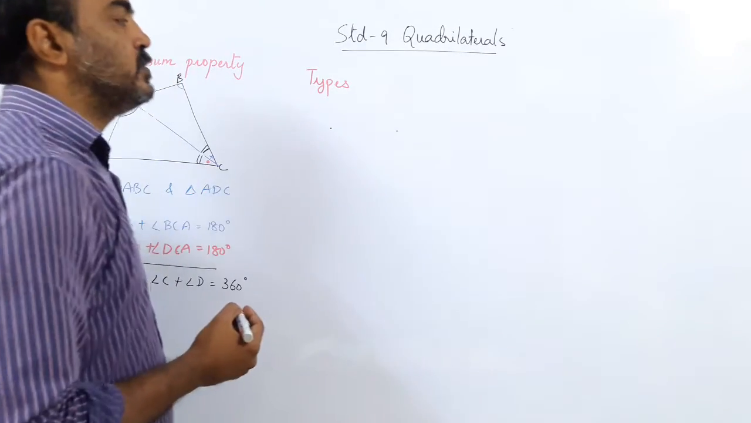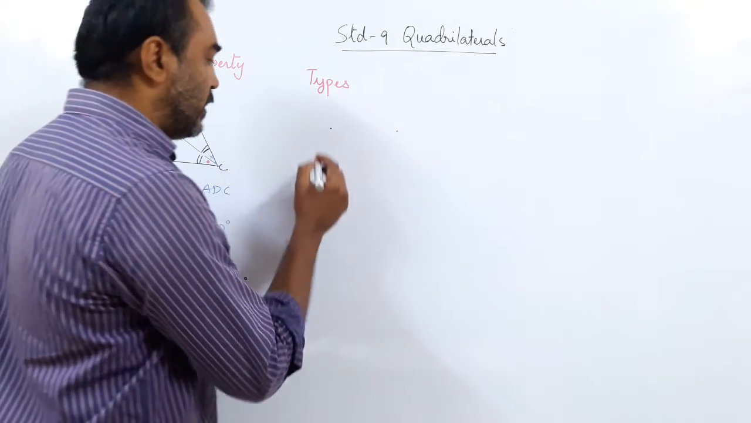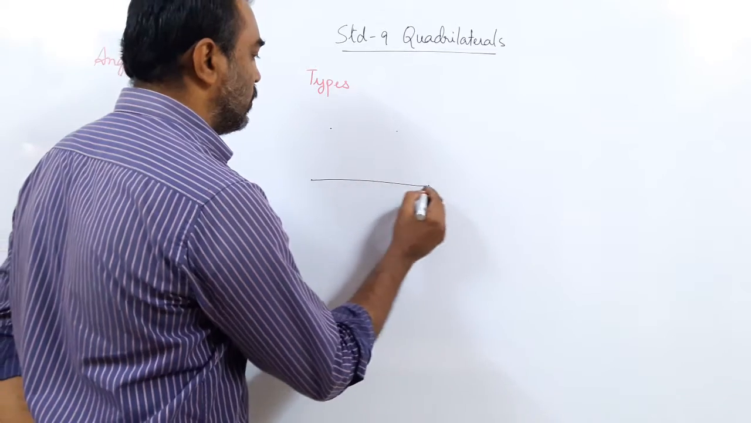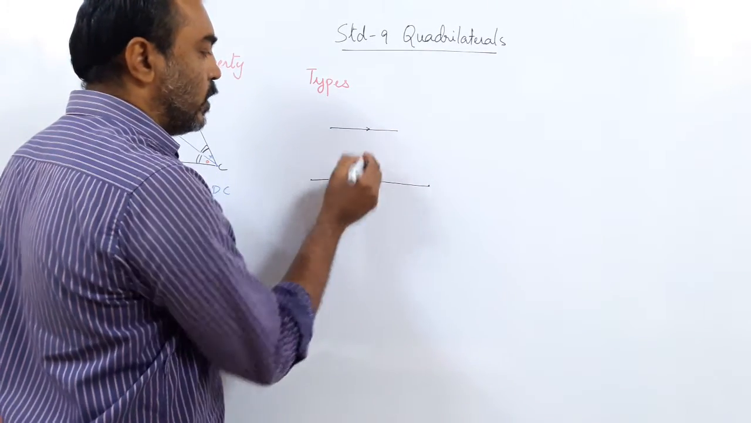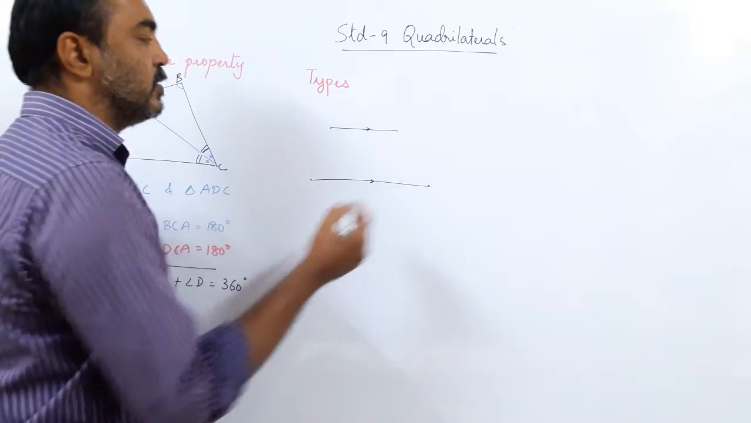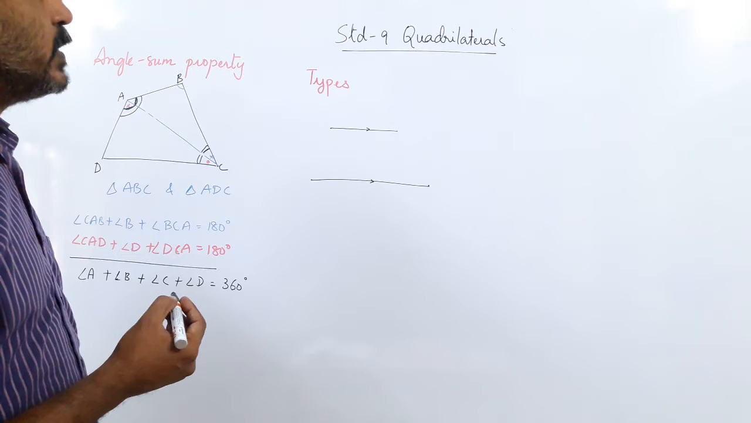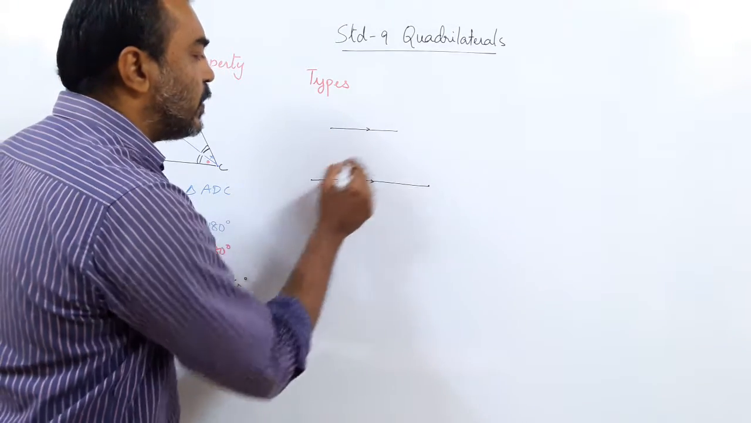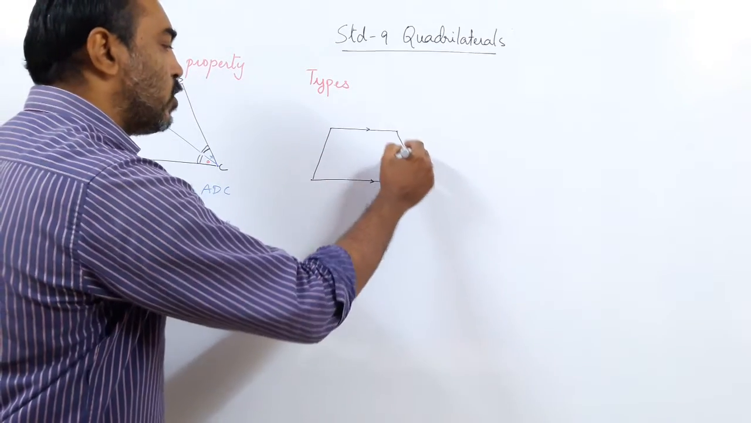What kind of 4 points? 4 points in which no 3 points are collinear. So look at this type. Now what you can see here, in this quadrilateral, one pair of opposite sides is parallel. Can you see this quadrilateral? What is special about this quadrilateral? This is the first quadrilateral in which one pair of opposite sides is parallel and 2 sides are not parallel.